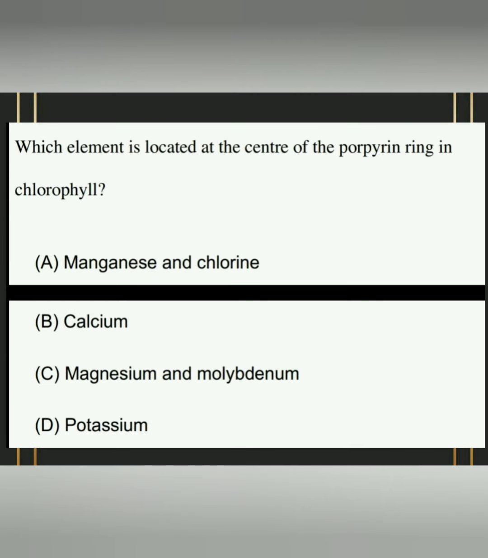Which element is located at the center of the porphyrin ring in chlorophyll? Manganese and chlorine, calcium, magnesium and molybdenum, potassium. And the answer to this question is option C, magnesium and molybdenum.